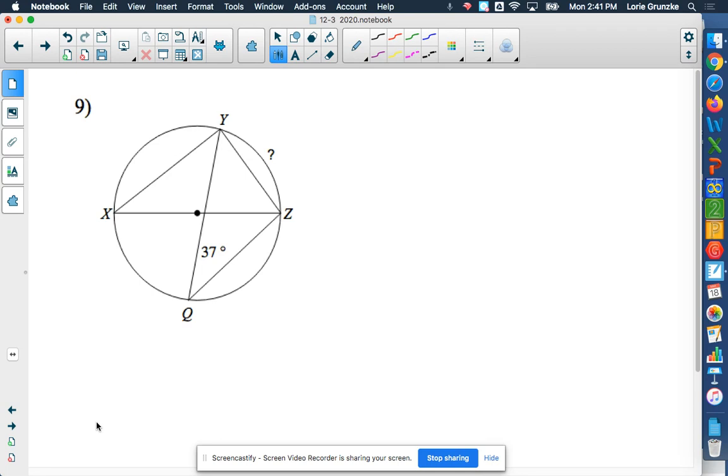37, the same thing. Draw your angle, trace the angle. Connect the arc on the other end. And that's your answer.